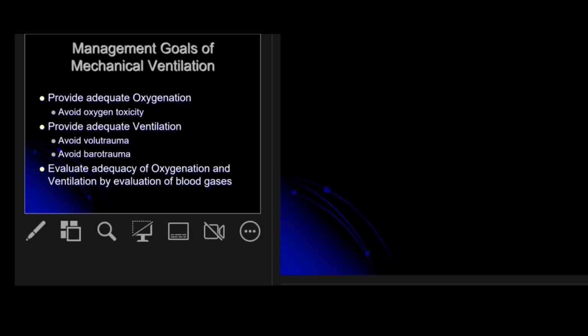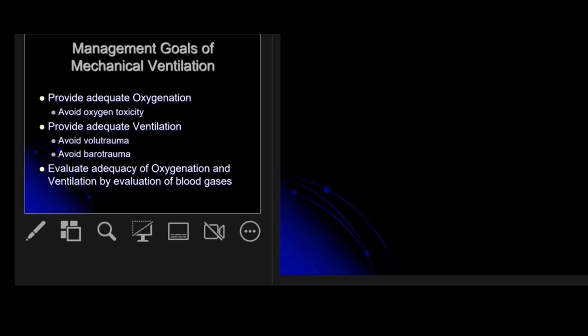So the management goals of mechanical ventilation are to make sure we're providing adequate oxygenation, but we want to avoid oxygen toxicity. We want to provide adequate ventilation, but we want to avoid volume trauma. We want to avoid barotrauma. And then we want to evaluate the adequacy of oxygen and ventilation by looking at blood gases.